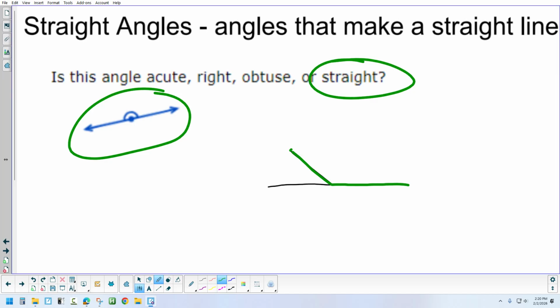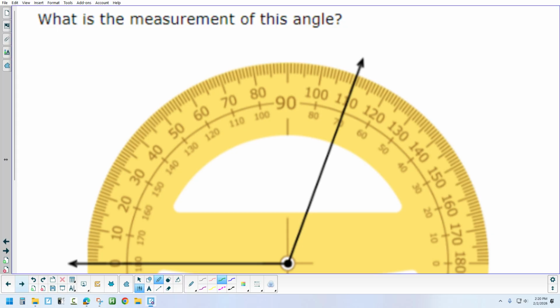Okay, last two things. So next thing is looking at a protractor and determining the size of an angle. Okay, there's two scales on this protractor. To determine the size of the angle, you put your protractor right on the vertex, and then you look at where it intersects the scale. Now, this intersects the scale at two different numbers. What's one number that it intersects at?